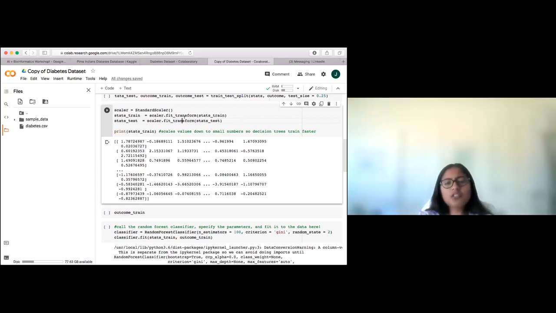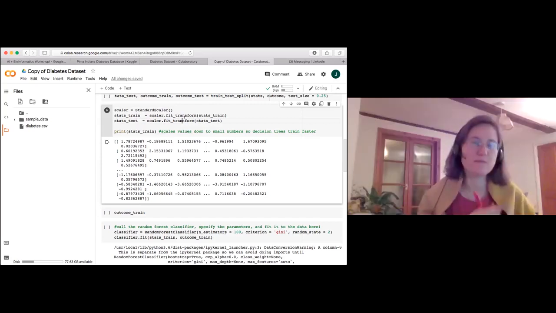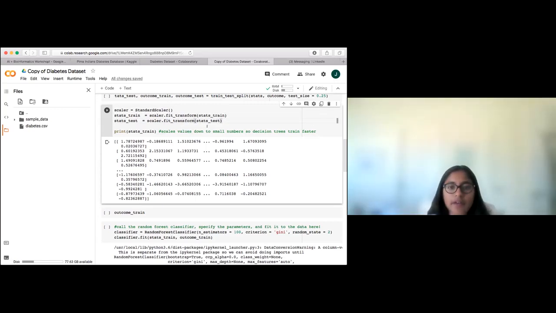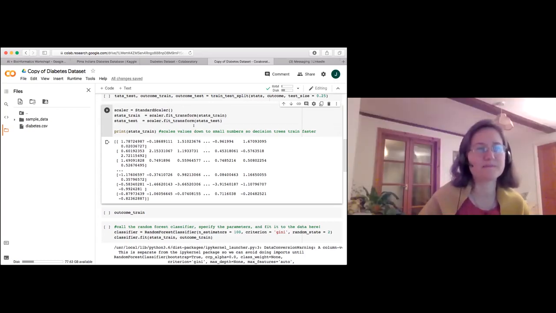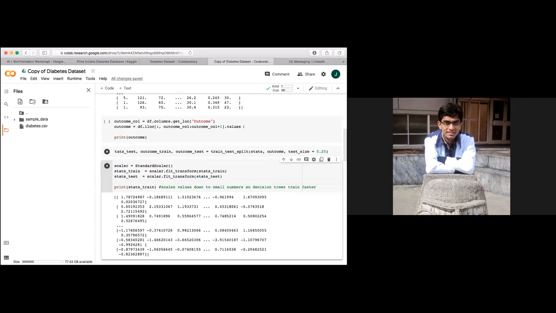So I think one way to work around that would be to standardize it before you split it. That would be the answer, wouldn't it? Yeah. But it's likely that the difference would be very small. Or maybe you fit it on the train data and then transform both the test data and the train data.